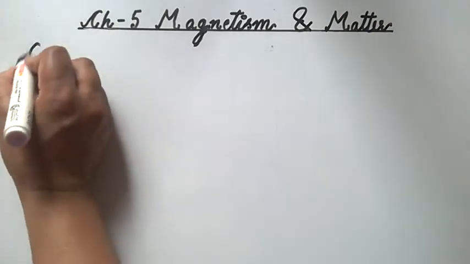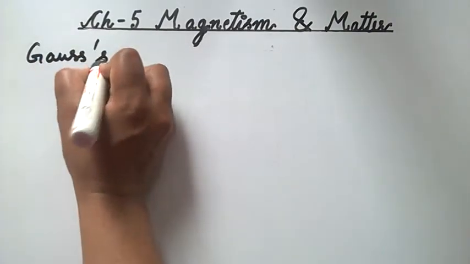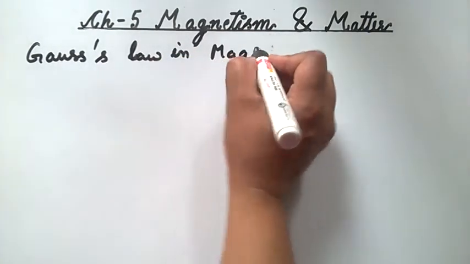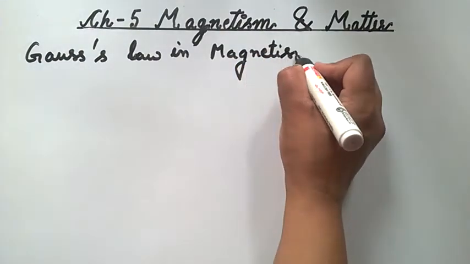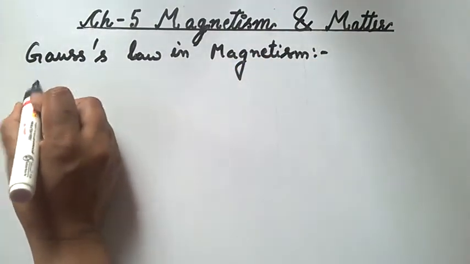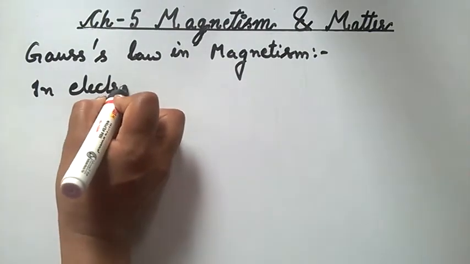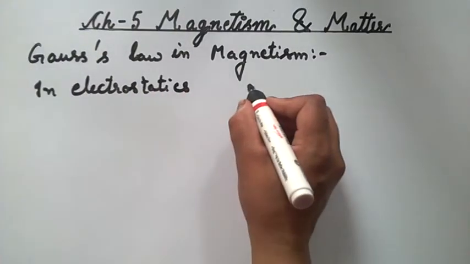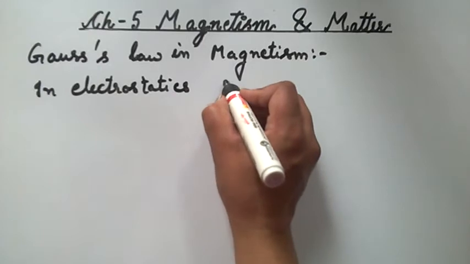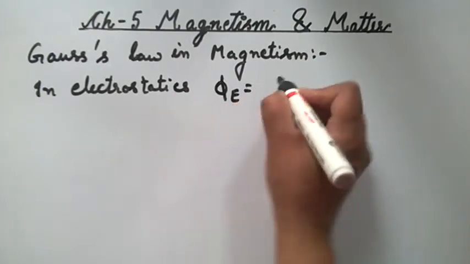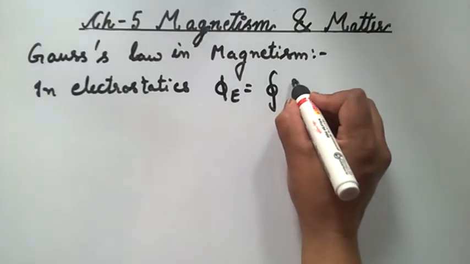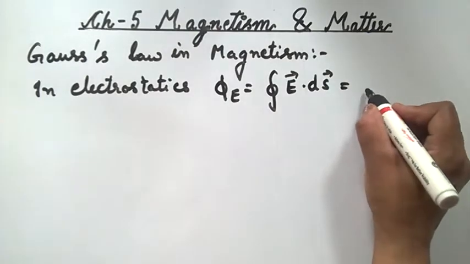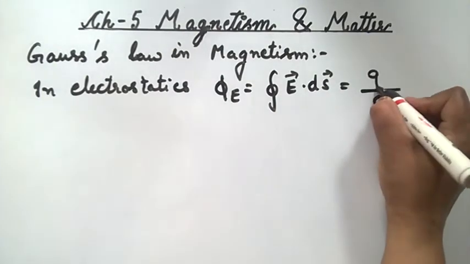Now the next topic is Gauss law in magnetism. We have studied Gauss law in electrostatics also. In electrostatics, the number of electric field lines passing through a given closed surface is equal to 1 upon epsilon naught times the net charge enclosed within that closed surface.